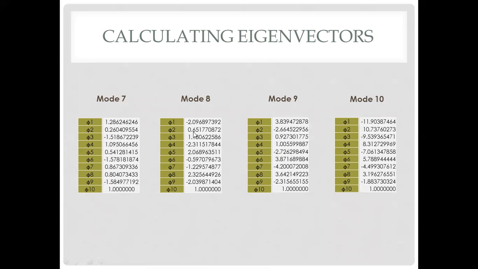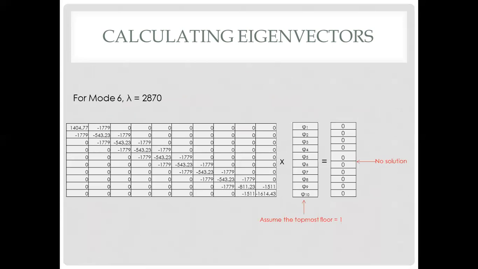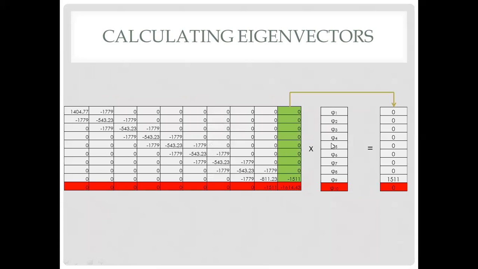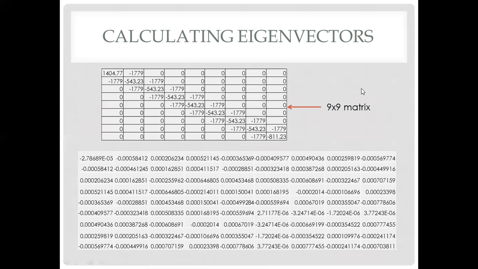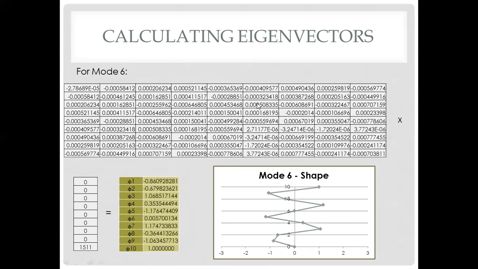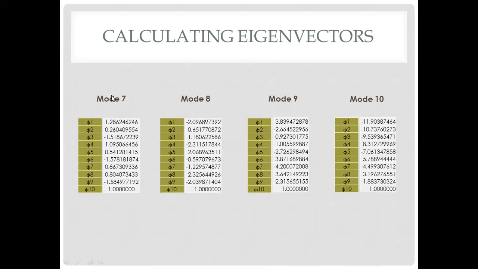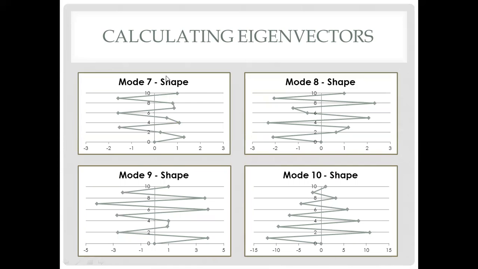So, it is the same process all throughout. Take the characteristic equation, then eliminate, then transpose, and then inverse this 9 by 9 matrix, then multiply with what we solved and transposed earlier, and then we get the eigenvector and the mode shape. It is the same process for mode 7, mode 8, mode 9, and mode 10. We will get all of those, and these are the mode shapes of mode 7, mode 8, 9, and 10.